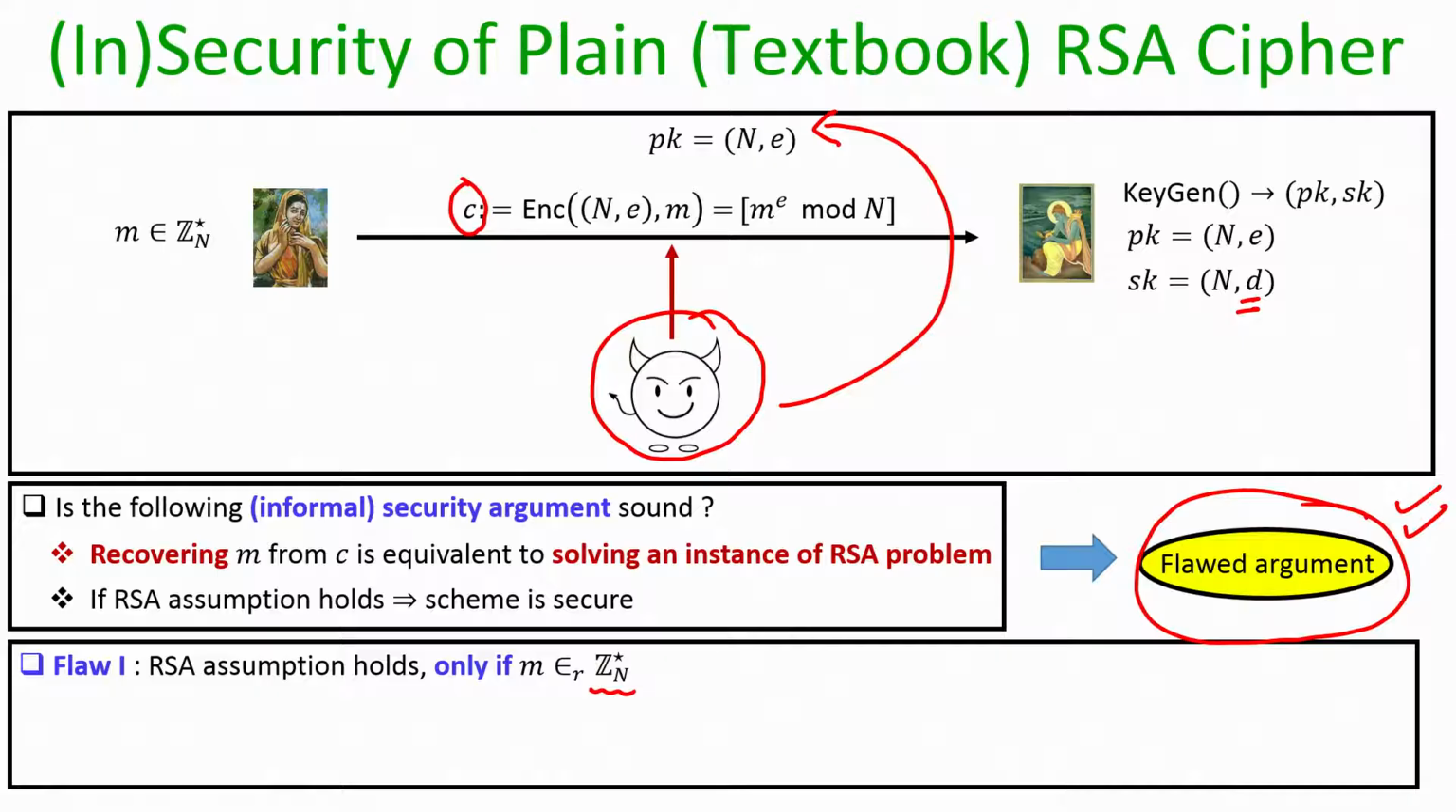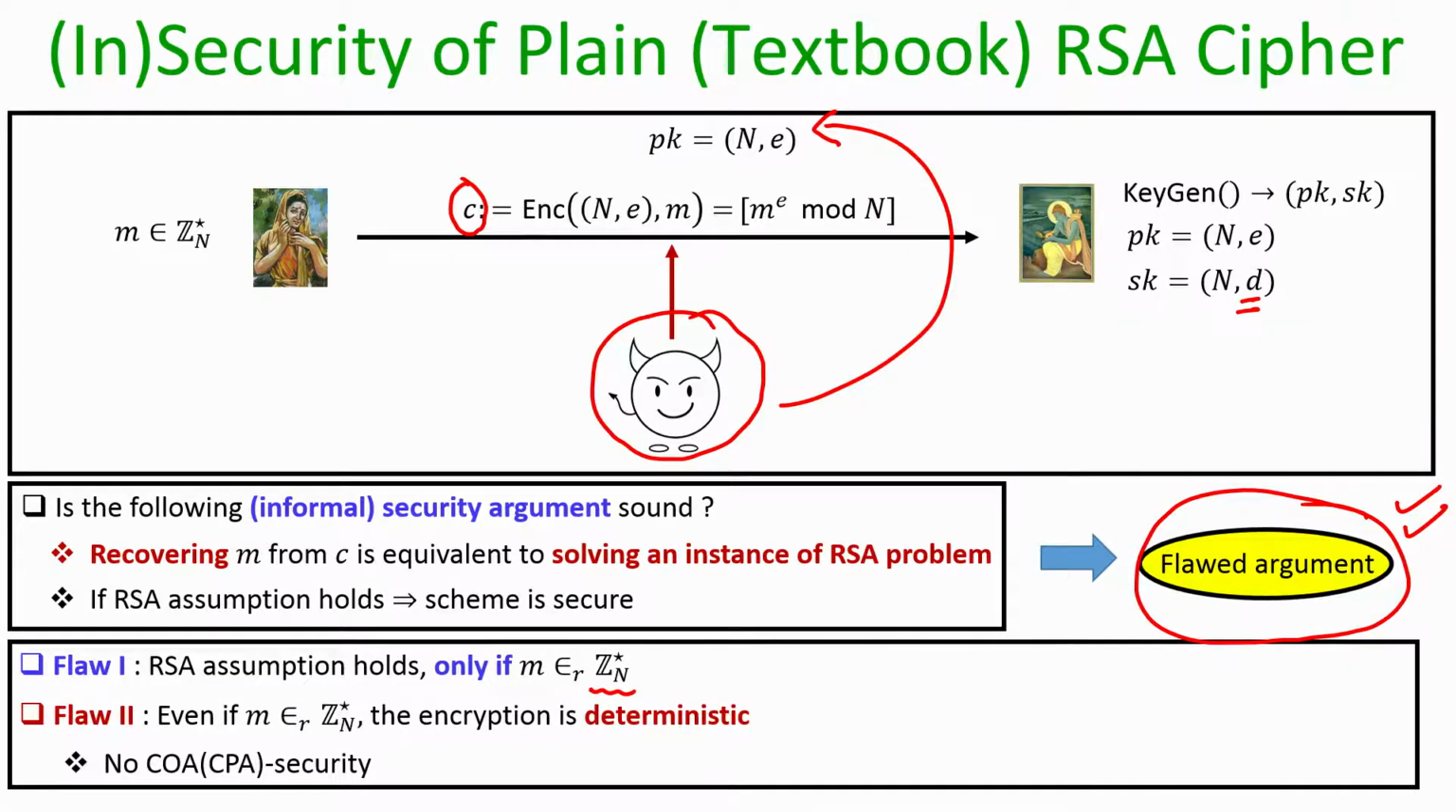The first major flaw is that if you look closely into the RSA assumption, it holds only if the underlying m which is encrypted in C is uniformly randomly chosen from the set Zn star, which may not be the case in practice. In practice, the sender might have any kind of plain text belonging to Zn star which she might be encrypting and producing the ciphertext C, whereas for the RSA assumption we need the underlying m to be a random element from the Zn star.